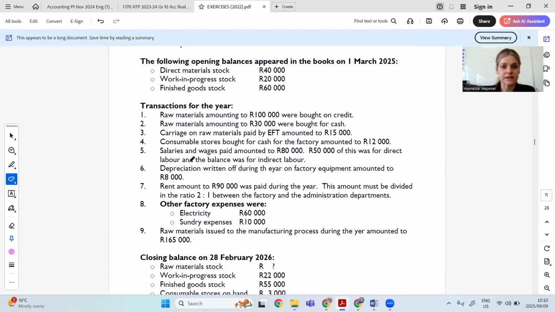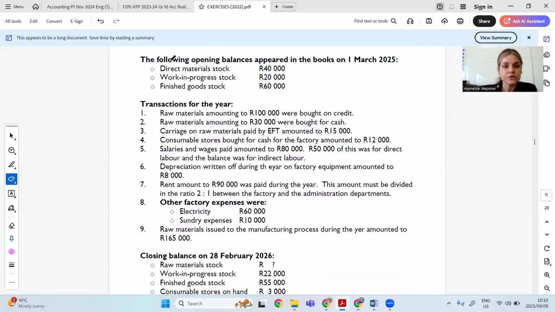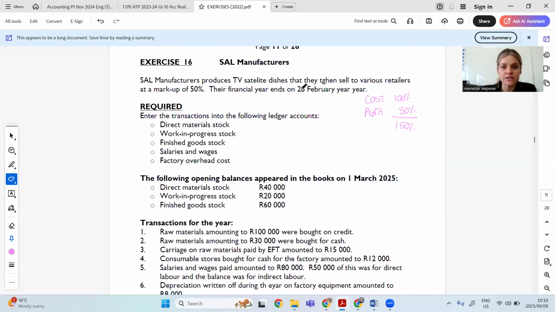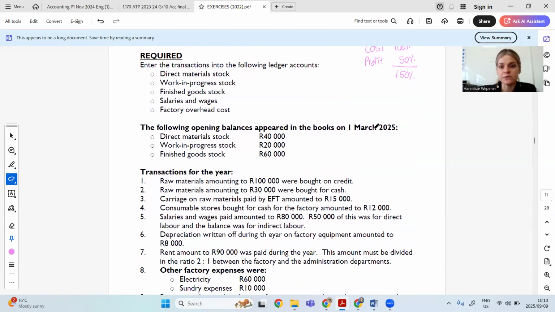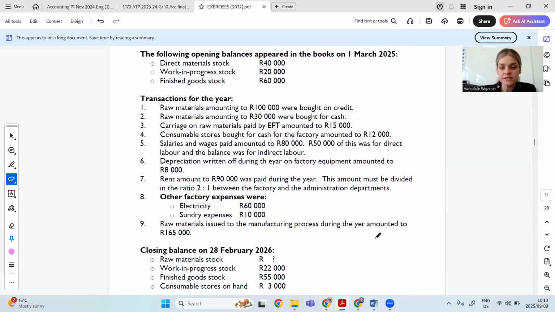Now, I'm not going to follow the ledgers here. I'm just going to do the ones that I've already prepared. So the following opening balances appeared in the books on the 1st of March. We are doing this for the year ended 28 Feb. So in other words, 28 Feb 2026 is our financial year end. So this is what we started on.